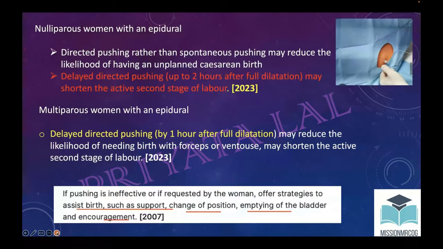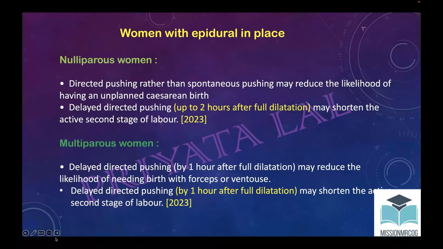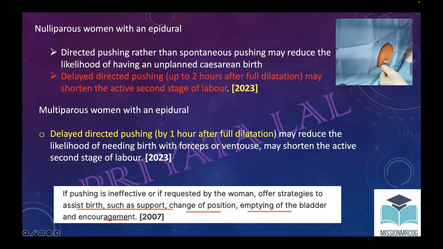Now they have added so much here. We are speaking about the second stage of labor only, okay: nullipara patient and the epidural is in place. So this part we have just read, that directed pushing can be delayed up to 2 hours of full dilatation, and for multipara, delayed pushing can be up to one hour of full dilatation. If delayed pushing is done in multigravida, it will reduce the need for operative delivery and will reduce the second stage of labor also. And if you find the patient's pushes are ineffective, then support change in position and emptying of bladder; these are the strategies that can be offered to the patient.